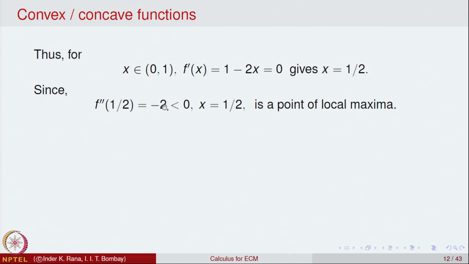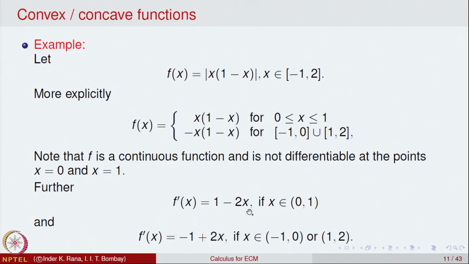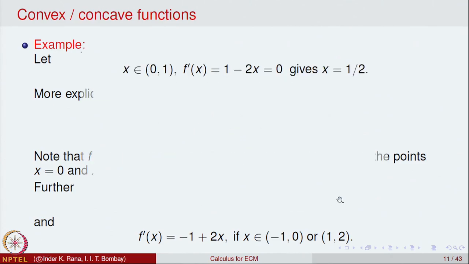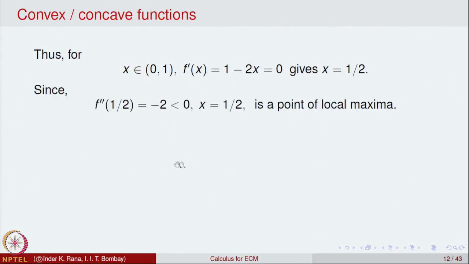One can easily check that at the point 1 by 2, we can look at the second derivative. So, at the point 1 by 2, the function in this interval has derivative 1 minus 2 x. So, second derivative will be equal to minus 2. So, the point x is equal to 1 by 2 is a critical point, and the second derivative at that point is minus 2, less than 0. So, that gives you that x is equal to 1 by 2 is a point of local maximum.